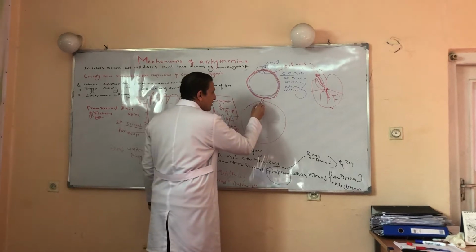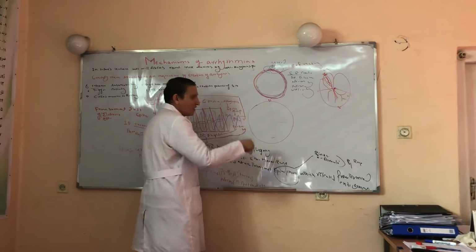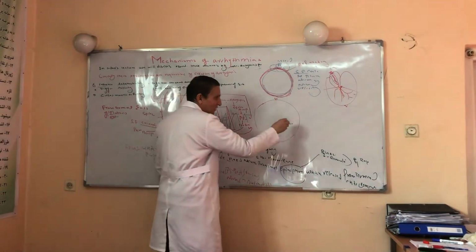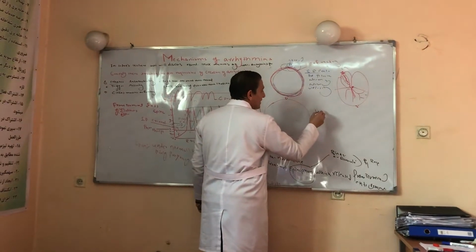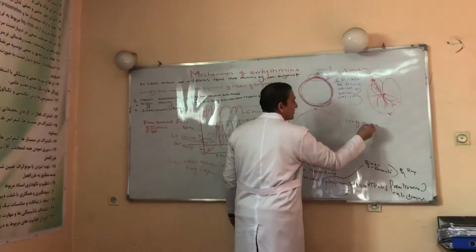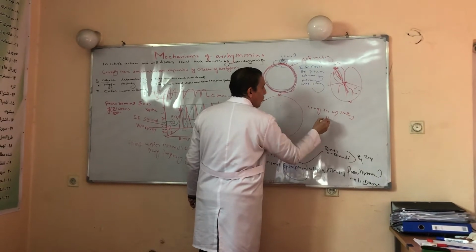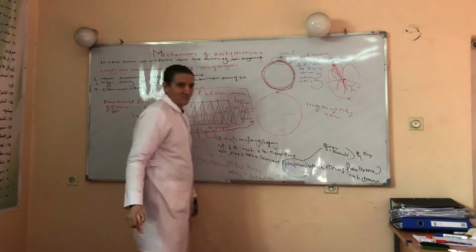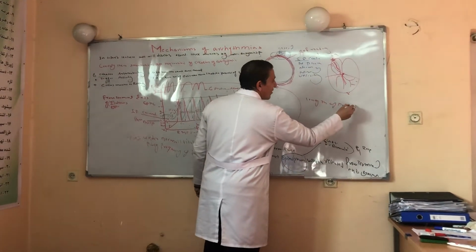The electrical impulse again is generated here. This time the length of the pathway is normal, conduction is normal. This time the length of the pathway is longer. Length of pathway. Pathway is normal. The length of the pathway is longer.